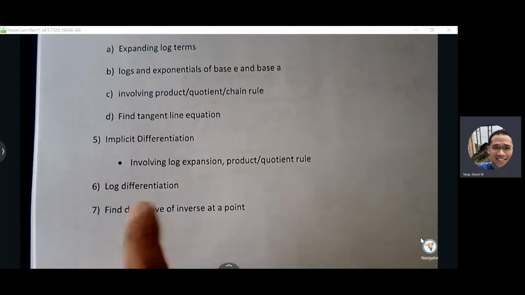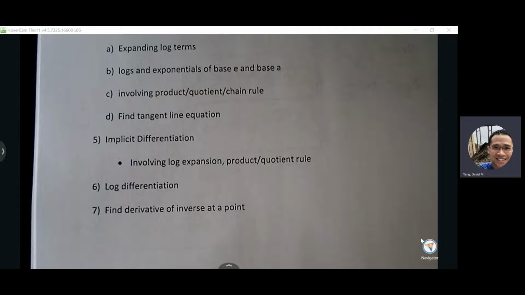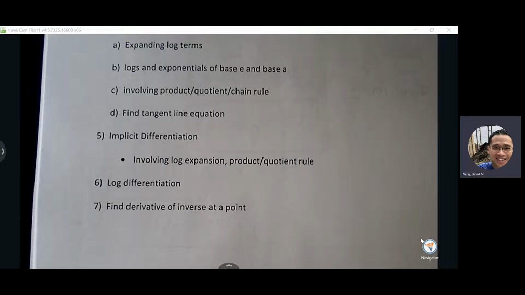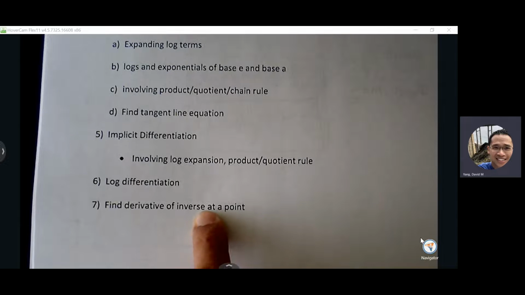Log differentiation is where you take the log of both sides so that you can use log properties to expand everything and then solve for dy/dx. And then find the derivative of an inverse at a point. I think most of us did okay with this, where you have to go through that table, right?